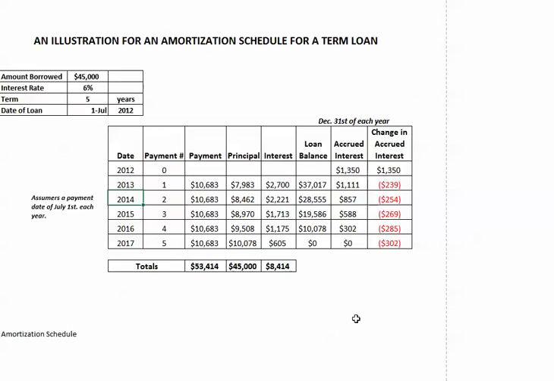So for purposes of the next exam, you will have questions over a 5-year loan. And what I will do is I'll give you a loan amount and an interest rate and a date. The date will be July 1, but I'll give you a date for different years. So it might be 2010, might be 2012, 11, 13, 14, or whatever. Okay? And then I'll do the same thing for the 30-year loan. I'll give you a loan amount and interest rate. The term will be 30 years, and I'll give you a date as of July 1st.